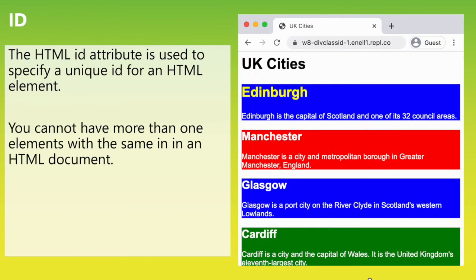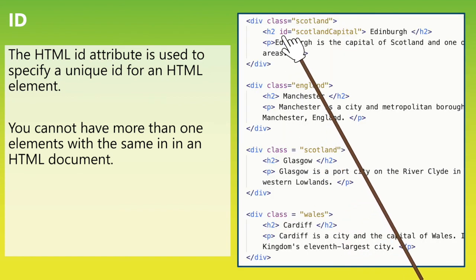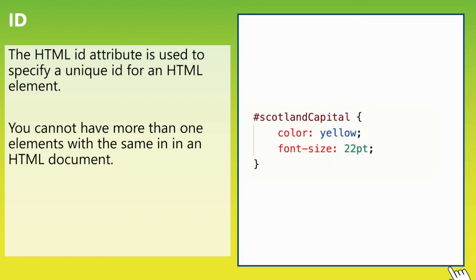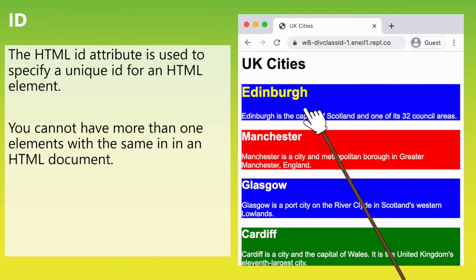Another way we can specify certain aspects that we want to edit is using the ID attribute. And the ID attribute is used to identify one specific HTML selector. You cannot use an ID more than once within a single HTML document. You will notice here that Edinburgh, the capital city of Scotland, has been styled so that it is yellow and it is slightly bigger than the other headings. If we look at the HTML, we've added an ID to the H2 tag and we've called it Scotland Capital. If we then look at the CSS for this document, we have said that the ID, which is symbolised by the hashtag, the ID Scotland Capital, has the colour yellow and the font size 22, and that makes it bigger than the rest.